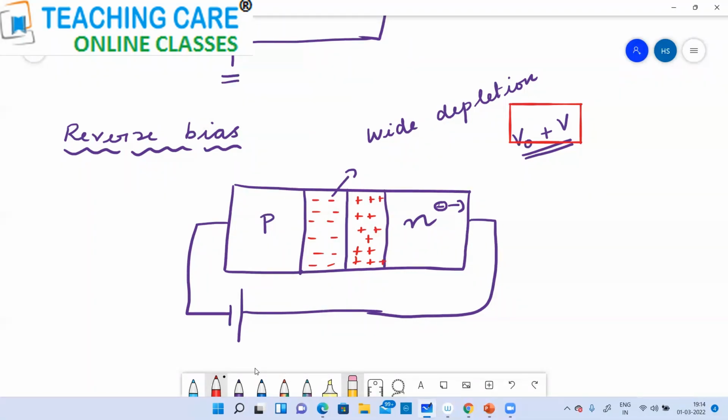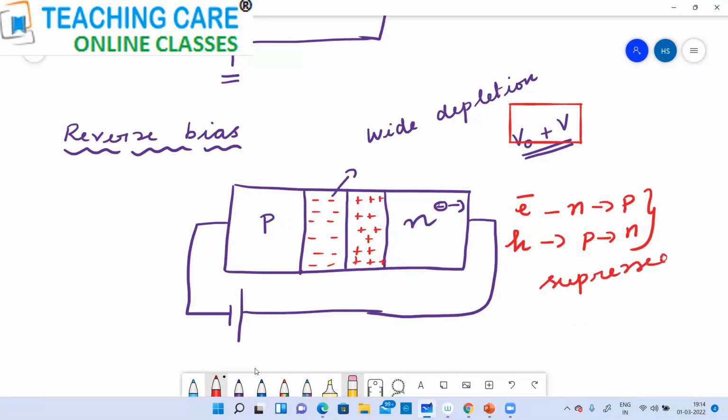In forward biasing, the holes move towards N. And electrons move from N to P. The electrons which are moving from N to P and the holes which are moving from P to N are suppressed here. Yes, ma'am, it is suppressed.